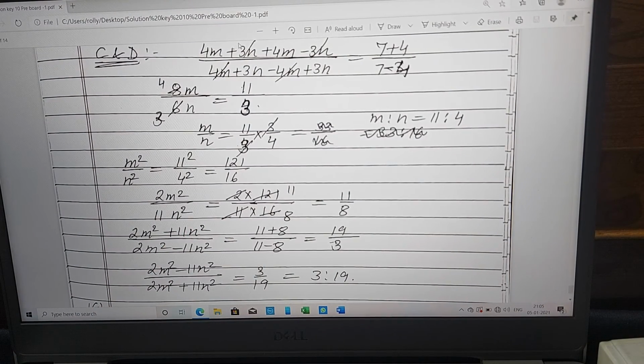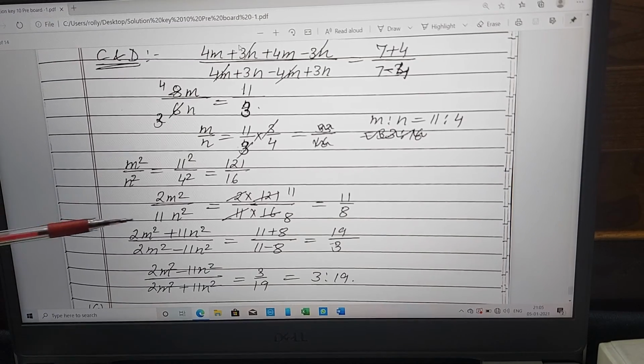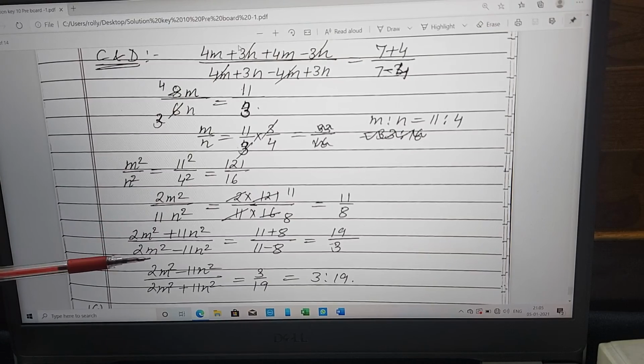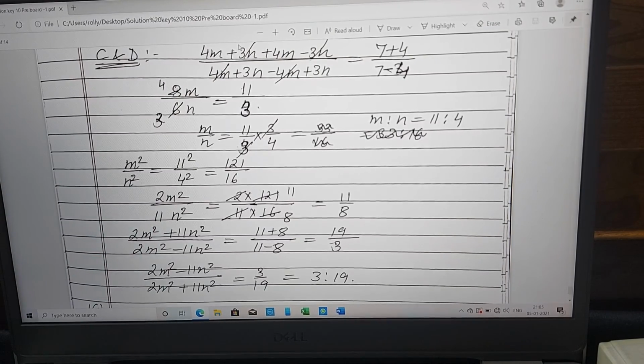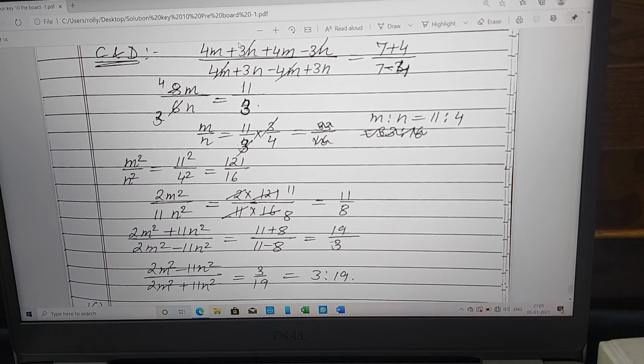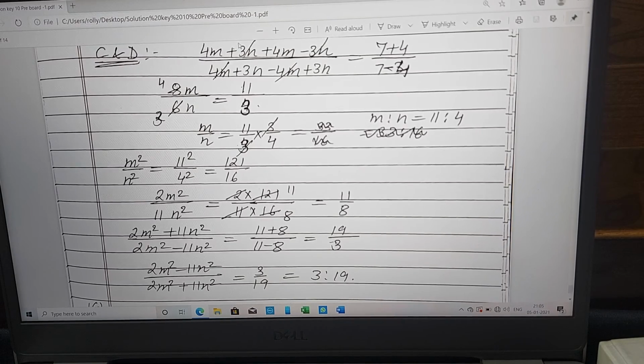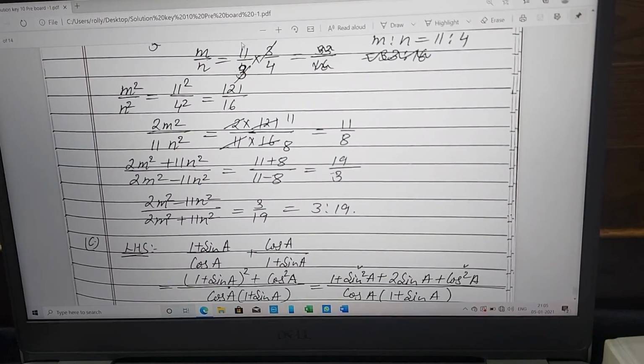Now if you use componendo and dividendo, so for 2m square plus 11n square, numerator plus denominator divided by numerator minus denominator, it becomes 19 upon 3. But in the question, the negative part is in the numerator and the positive part is in the denominator. So you have to write the reciprocal of it. That means 3 is to 19.